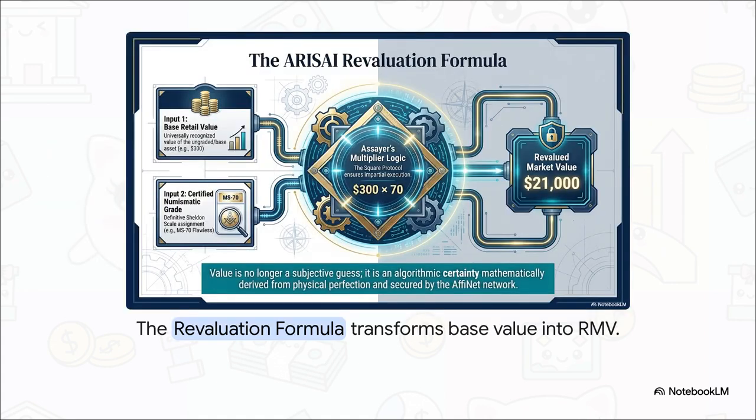It's brilliant. Let's actually see how this builds into real dollars using the Sheldon multiplier protocol. Inside this closed ARISAI network, the math is absolute. You basically take the universally recognized base retail value of an ungraded coin, say the $300 cost of authentication, and you mathematically multiply it by its verified Sheldon grade, let's say a perfect MS-70. Well, $300 times 70 gives you a definitive, locked, revalued market value of $21,000 for that single coin. You multiply that across a 418-piece set, and boom, you quickly surpass that $1.66 million target we needed.